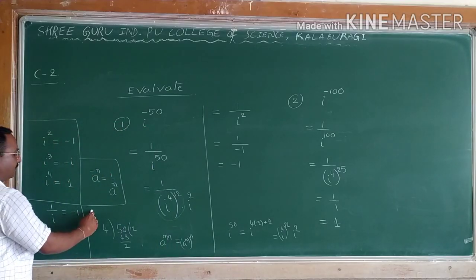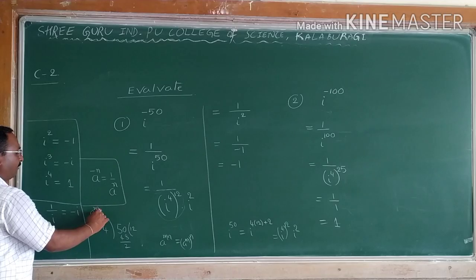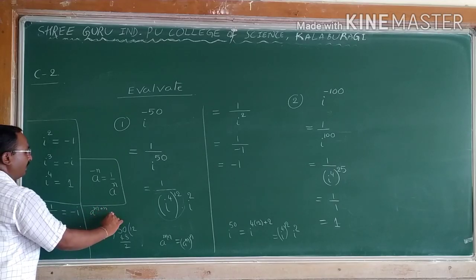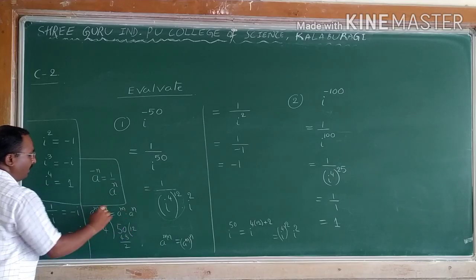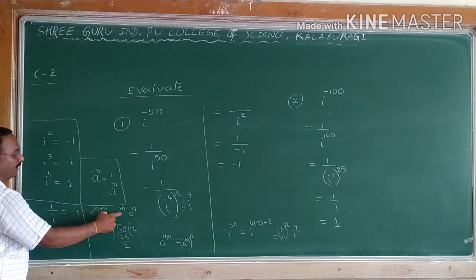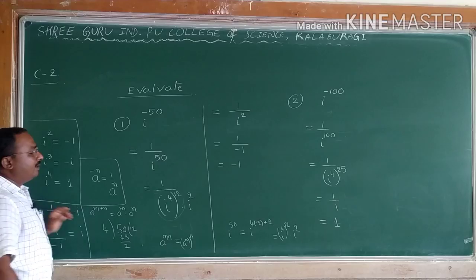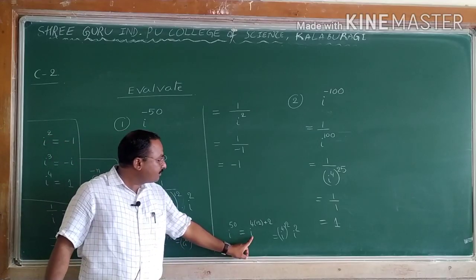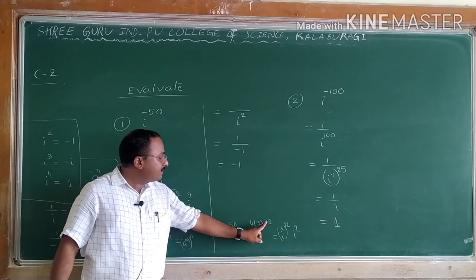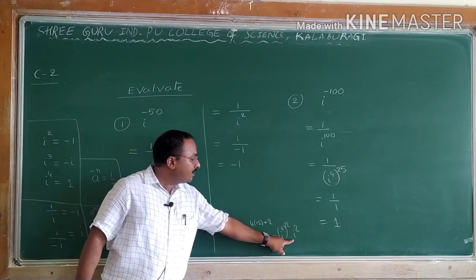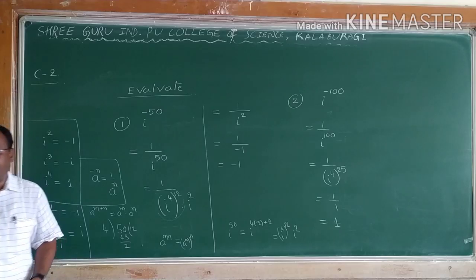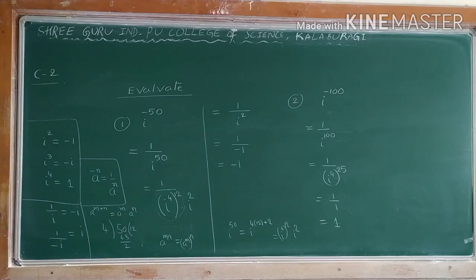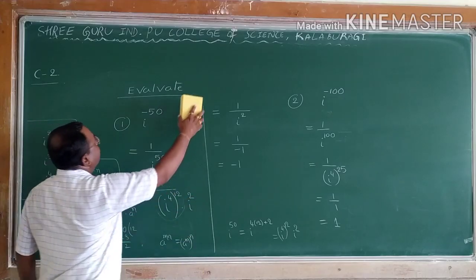Here another law is there. a power m plus n can be written as a power m into a power n. Note: a power m plus n can be written as a power m, a power n. Separate the powers by the law of indices. Any doubt? Okay.